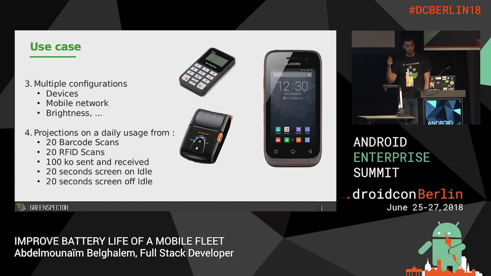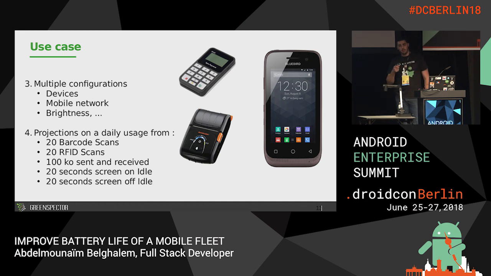Then again, we tested the mobile network. As I said, in trains, there is not always 4G or Wi-Fi or 3G. A lot of the time, it's 2G, and it's really important for them to know how much their application will cost in terms of energy during this train trip.